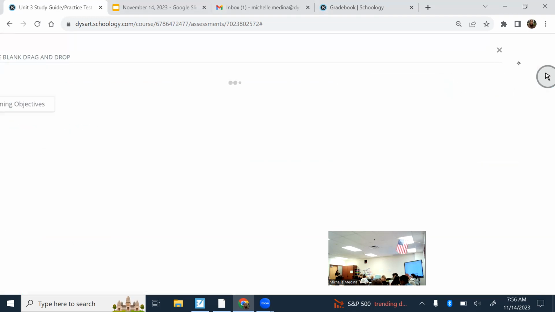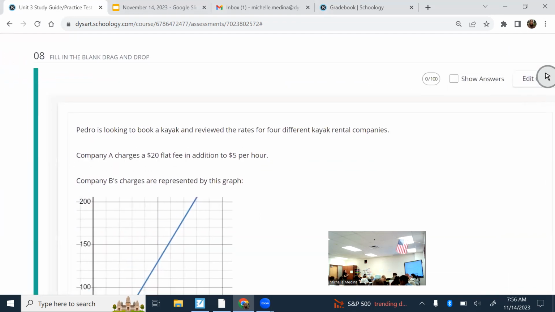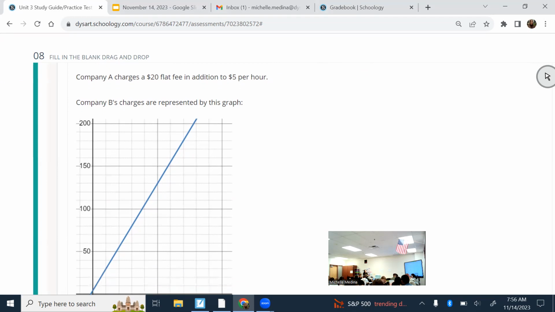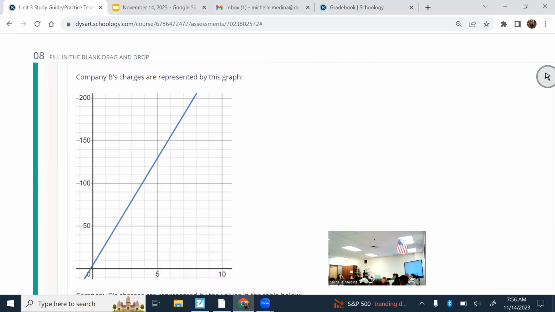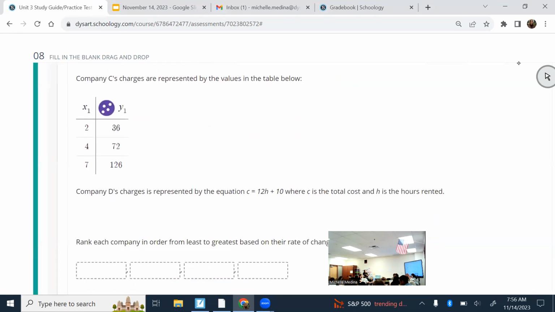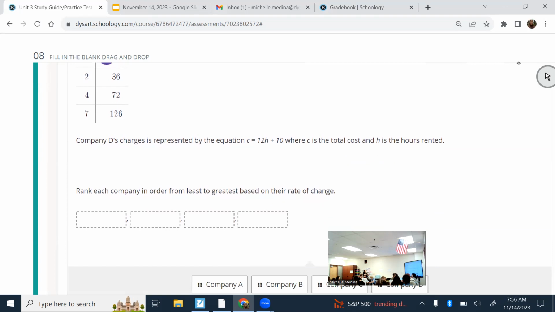Okay. Pedro is looking to book a kayak and review the rates for 4 different kayak rental companies. Company A charges a $20 flat fee in addition to $5 per hour. Company B is represented by this graph. Company C is represented by this table, and Company D's charge is represented by this equation, where C is the total cost and H of the hours rented. You need to rank each company in order from least to greatest based on their rate of change.